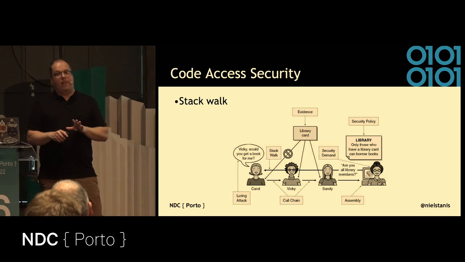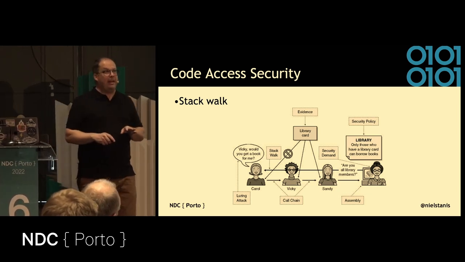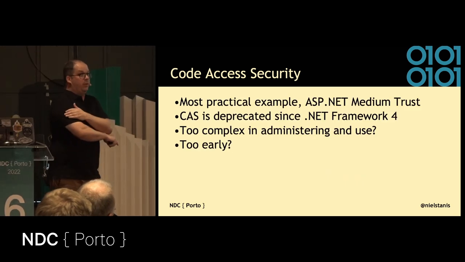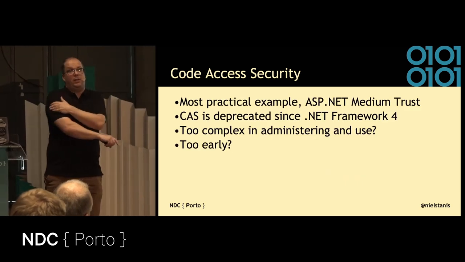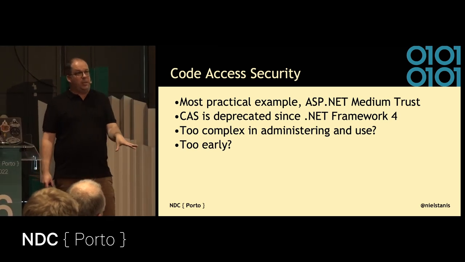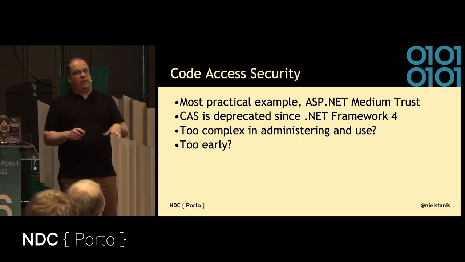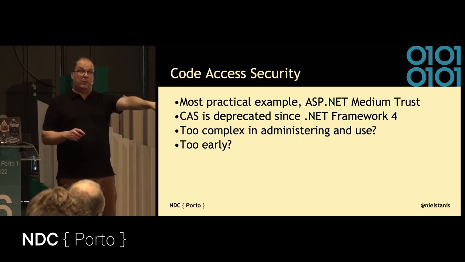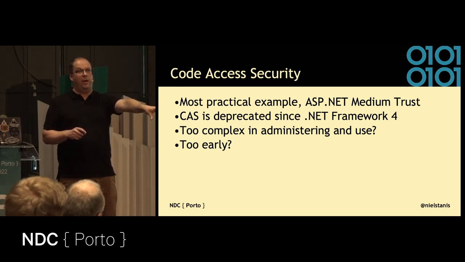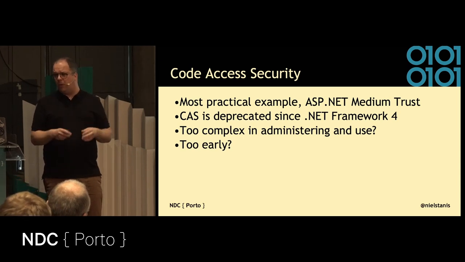Overall, this model was pretty granular, but I think that's also one of the problems it had, because it was too complex, right? And since .NET 4, they completely removed it. I think there are still a couple of types inside the DLL, but it's not available for you to use anymore. They say, hey, just move the stuff to a separate process, because that's also a way of isolating things. But that's not what I want, right? I want to use one single code base.